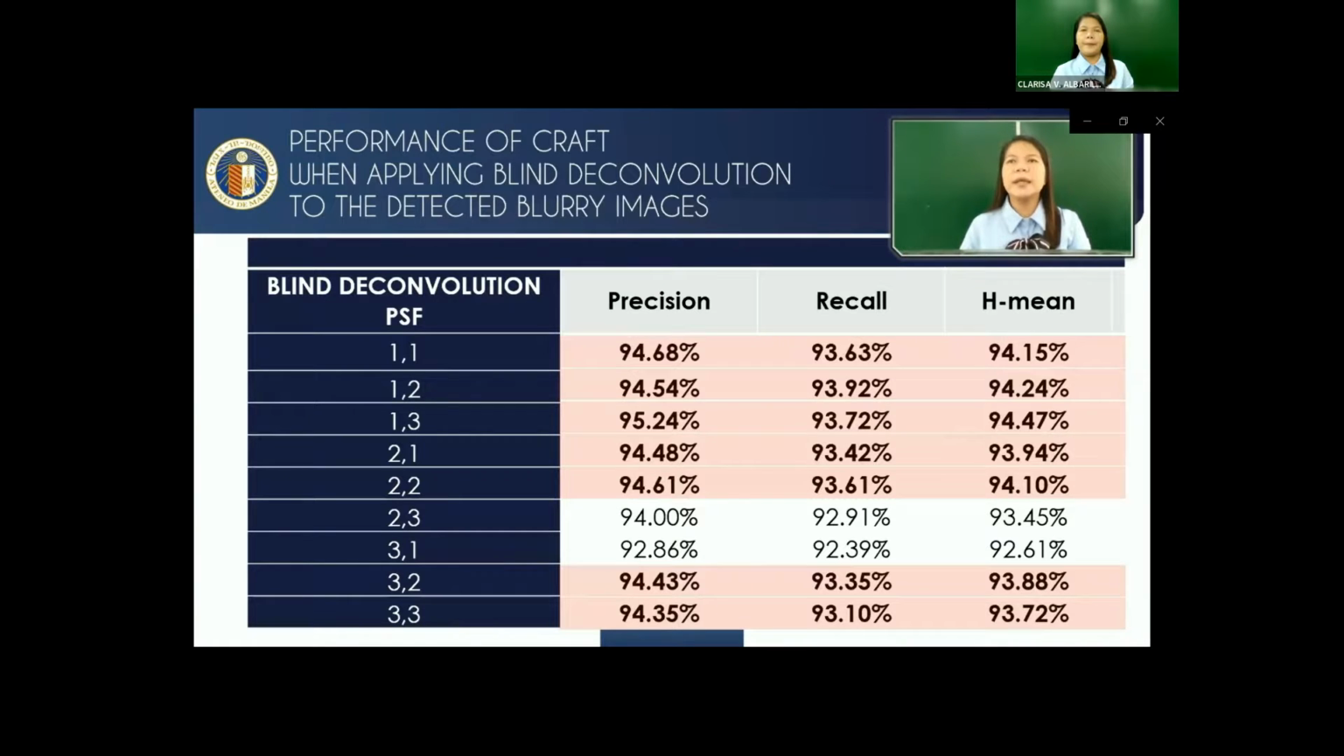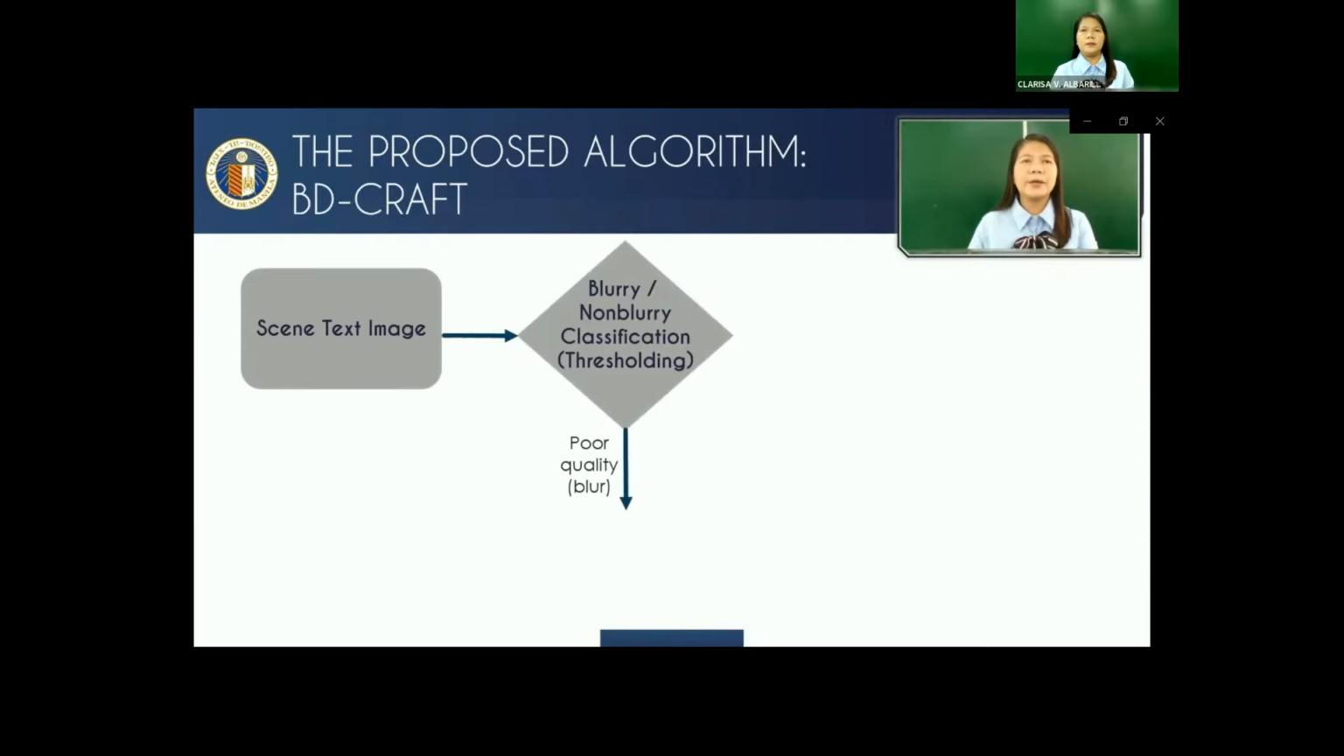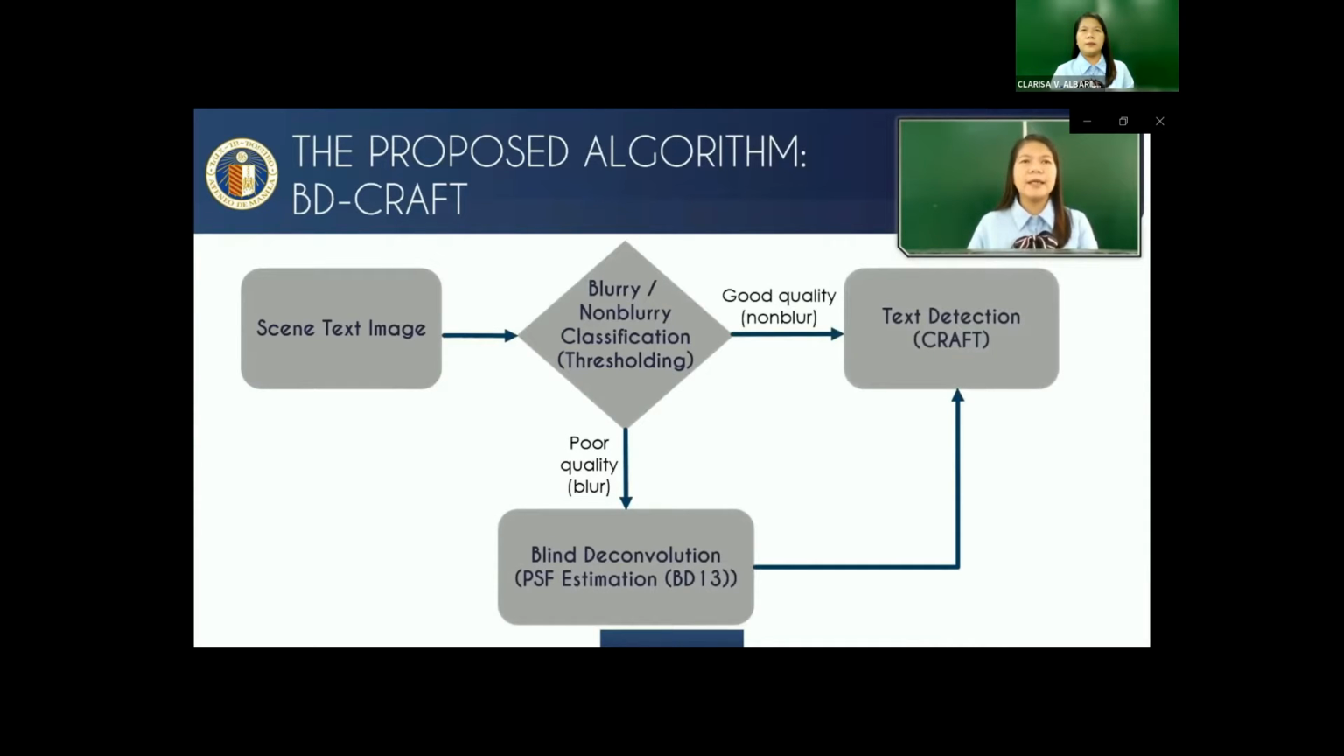It is in consonance with the idea that when the PSF is unknown, it may be possible to deduce it by systematically trying different possible PSFs and assessing whether the image has been improved. The final proposed algorithm is the BD CRAFT. First, the scene text image will undergo blurry or non-blurry classification. Then, if the particular image is of poor quality or blurry, it will undergo blind deconvolution. Then, it will proceed to text detection. Otherwise, if the particular image is of good quality, meaning it is clear, it will proceed directly to text detection.